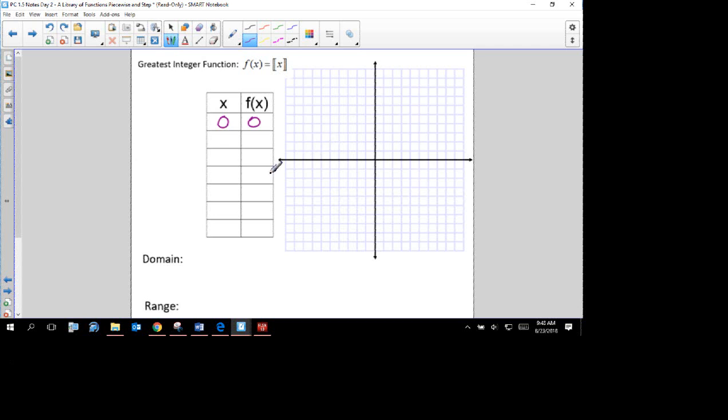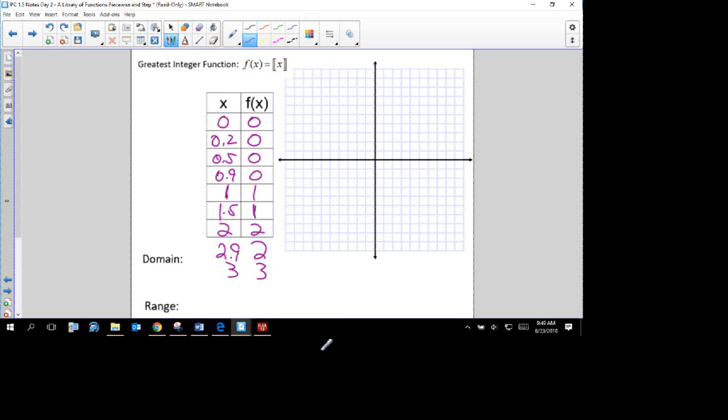If I put in 0.2, I would get out 0. If I put in 0.5, 0. If I put in 0.9, 0. What if I put in 1? That's going to be 1 now. And if I put in 1.5, it's going to be 1. What if I put in 2? What if I put in 2.9? It's still 2. It's like going down. And if I put in 3, I get 3. So I've got some points that kind of show you what this looks like.